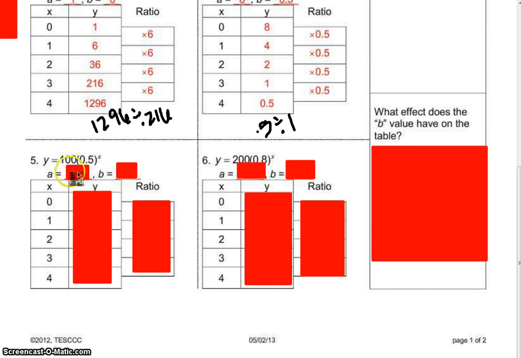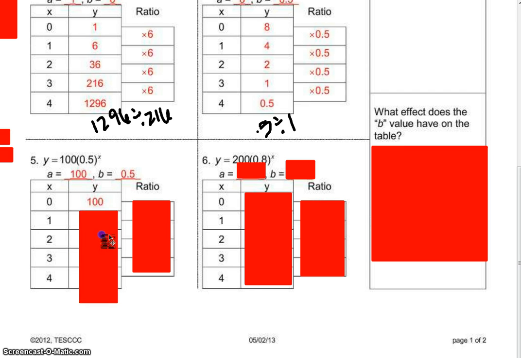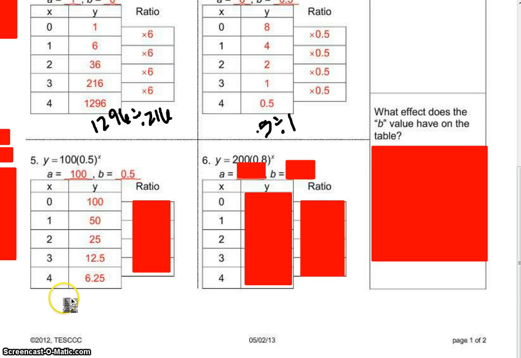100 times 0.5 to the x, a is 100, b is 0.5. Put this in your calculator at y equal and look at your table. You discover that you have 0, 100, 1, 50, 2, 25, 3, 12.5, and 4, 6.25. Your ratio here is 0.5.